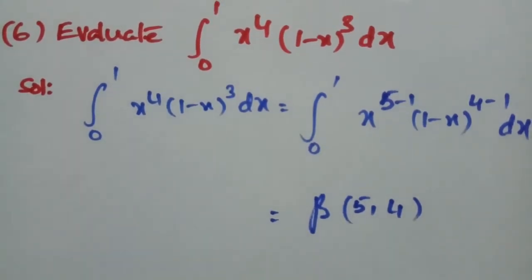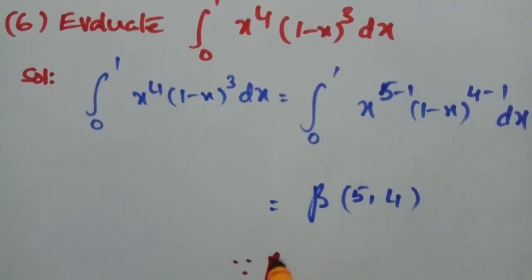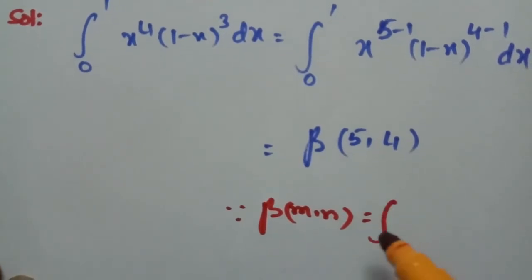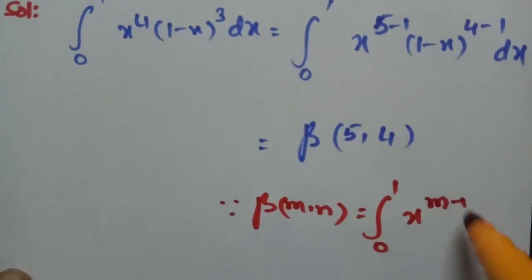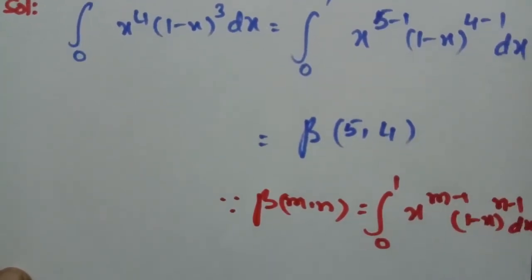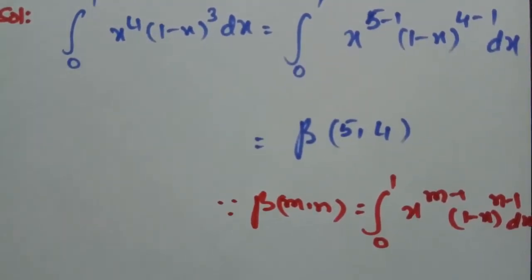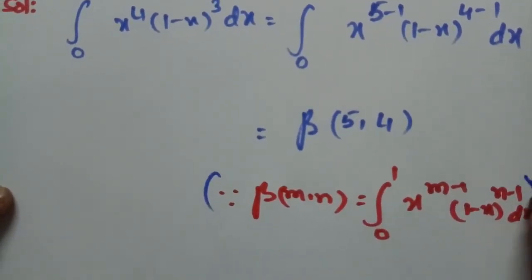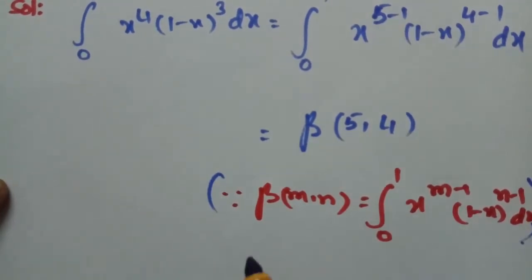Since beta m comma n is equal to integral 0 to 1 x to the power of m minus 1 into (1 minus x) whole to the power of n minus 1 dx. This is the beta m comma n formula. So based on this, in the place of m there is 5, in the place of n there is 4. Therefore beta 5 comma 4.